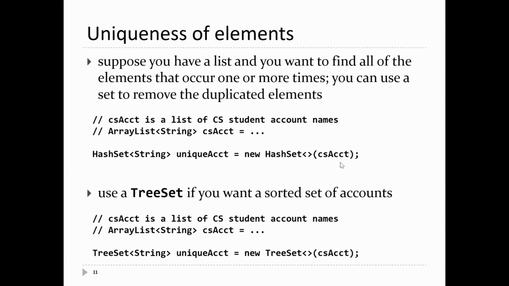But if I take the list and pass it to the set constructor, what the set constructor does is it takes every element in the list and tries to add it to the set. If it finds a duplicated element, it doesn't add the element a second time. It just keeps on going and processes the rest of the elements. And so unique account is a set of all the unique accounts. If you want a sorted set of unique accounts, you just call the tree set constructor instead, and that gives you a sorted set of unique account names.